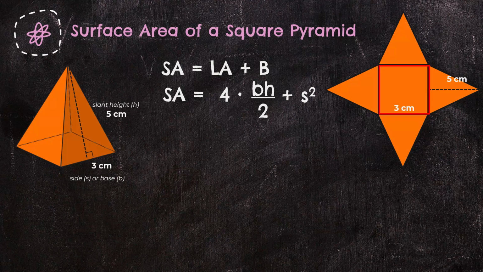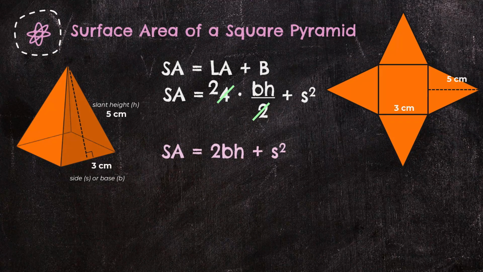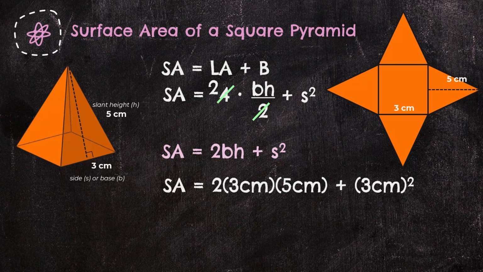Let us now simplify the formula by dividing 4 by 2. So 4 divided by 2, we have 2. So the formula on how to find the surface area of a square pyramid is 2 times the base times the slant height plus side times the side. To find the surface area of this figure, all you have to do is substitute the given in the formula. So we have 2 times 3 centimeters times 5 centimeters plus 3 centimeters squared.